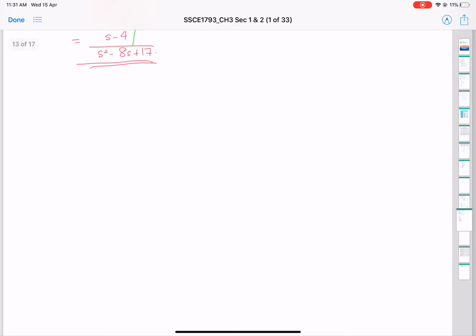Another assignment for you. So this one will be assignment 3.2, number 1. Find the Laplace transform of exponent negative t cos 4t plus exponent negative 5t sin 3t.